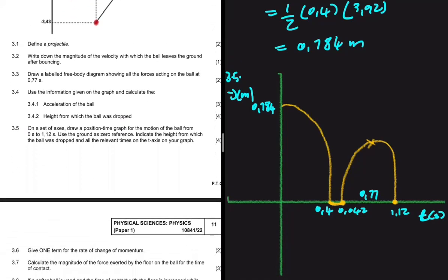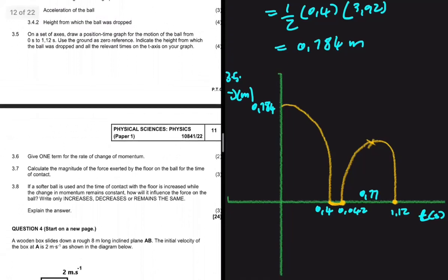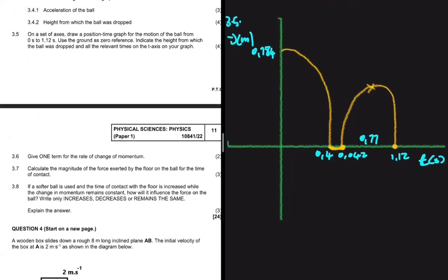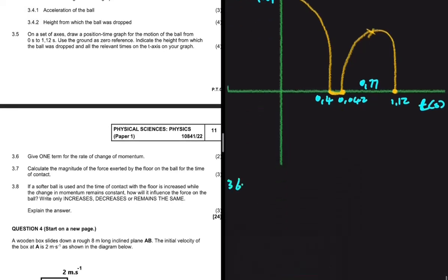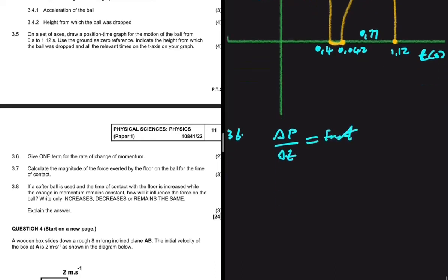Let's look at 3.6. Give one term for the rate of change of momentum. What's happening here? So the rate of change of momentum, delta P divided by delta T. We know fully well that this is equal to F net. So the one term which we should give is net force, right? If not net force, then at least resultant force. Yeah, there isn't anything else we can say there.